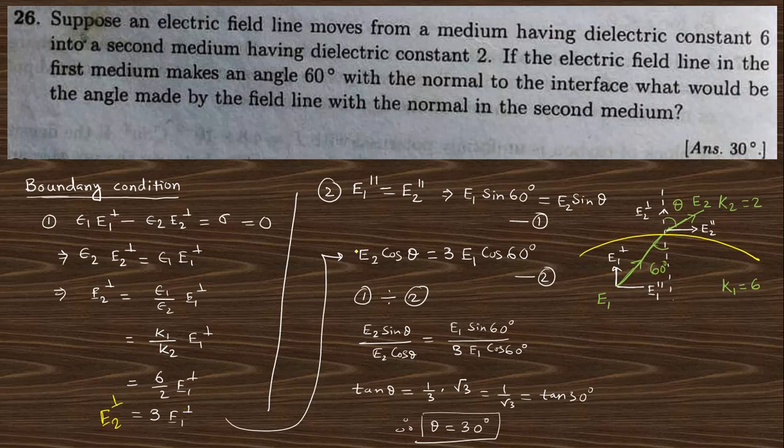If you write this in terms of the angle, E1 parallel means E1 sin 60, since this angle is 60. In the case of the second medium, E2 parallel is E2 sin theta if we take this angle as theta. From the other relation, E2 cos theta equals 3 E1 cos 60. If you divide 1 by 2, you will easily get the angle theta. Clear? I think it is clear. If there is any doubt, you must comment in the comment box. Go to the next question.